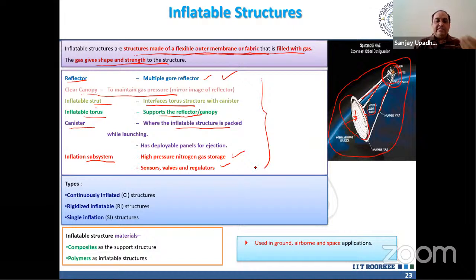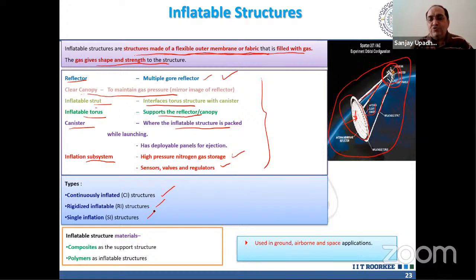Inflatable structures are also of three types: continuously inflated, rigidized inflatable structures, and single inflation. Continuously inflated means you have to inflate it by an external source, by air, by gas. So continuously inflated is one of the structures. The second one is rigidized structures. Rigidized means rigid after inflating.